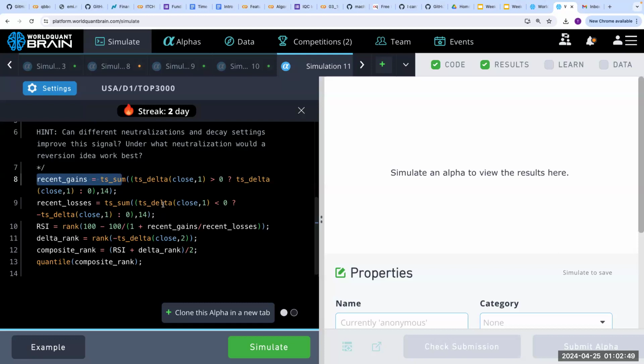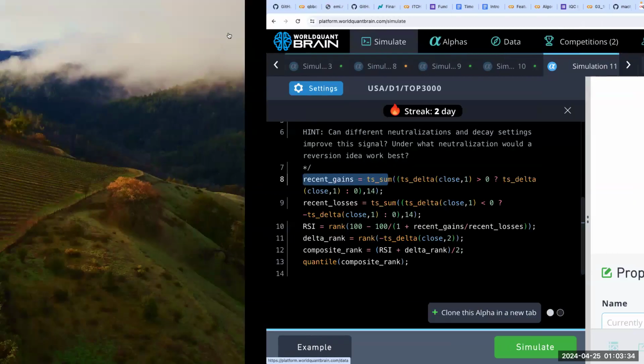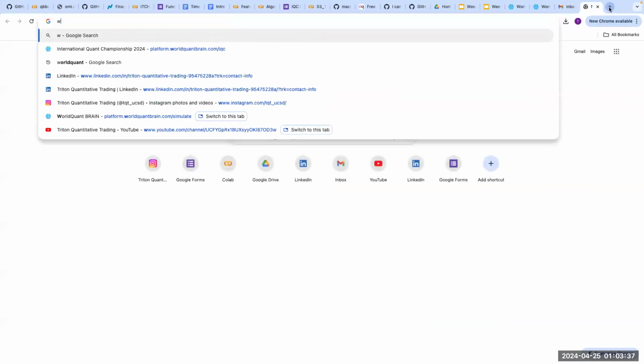What works here is ts_delta is the change that happened in the stock over the past number of days you input. I'm taking one here. So in one day, whatever change happened in the closing price, that's the input parameter you need to take. If that was greater than zero, then you're changing it to ts_delta of close, 1, otherwise zero. And then 14 is your other, longer-term average. So you're taking 14 days here. Similarly for losses, and then you calculate the rank of it. So let me first go over the parameters themselves. What are those?